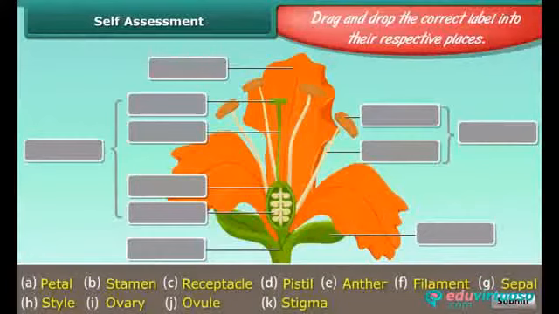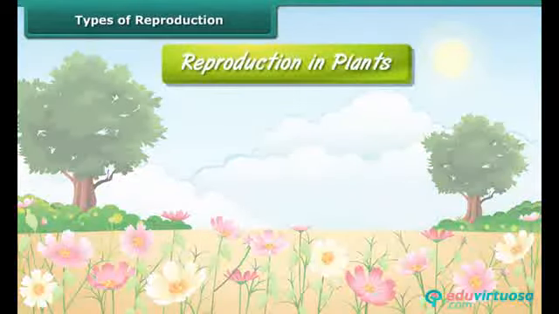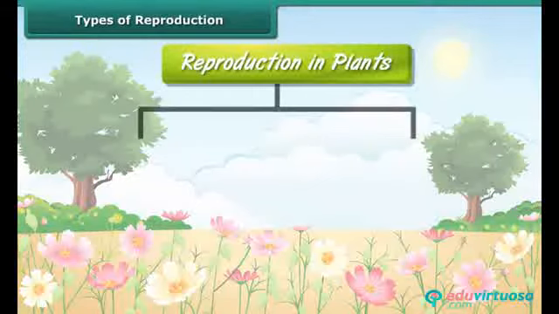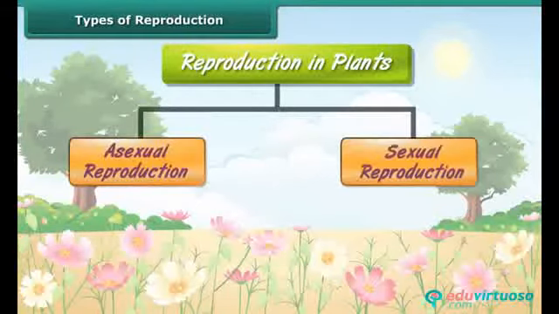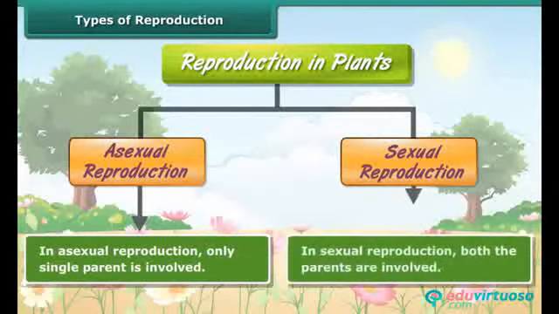Self-assessment. Drag and drop the correct labels into their respective places. Types of reproduction. Reproduction in plants can be achieved in two ways, namely asexual reproduction and sexual reproduction. In asexual reproduction, only a single parent is involved, whereas in sexual reproduction, both parents are involved. Let's study about them in detail.